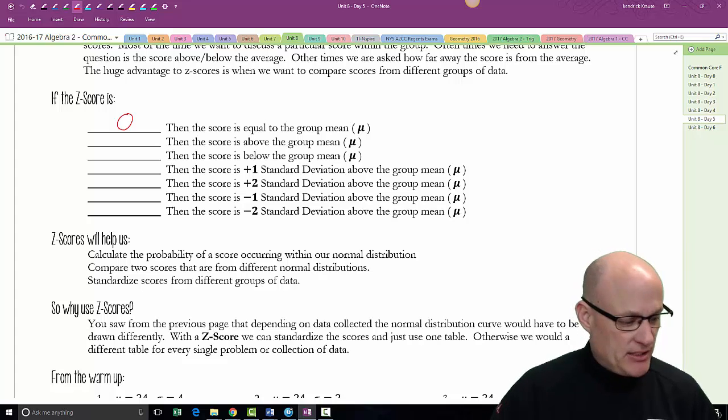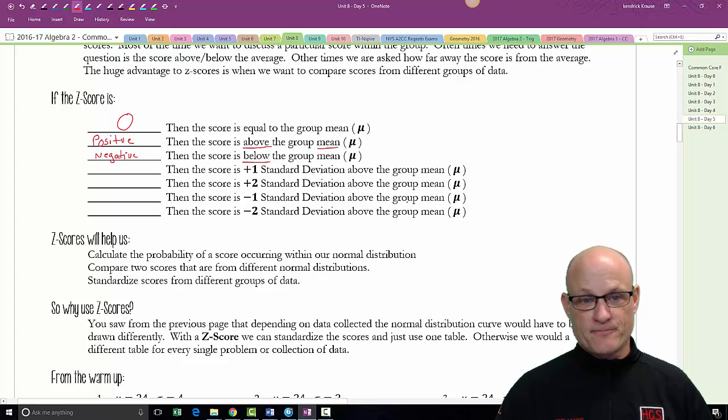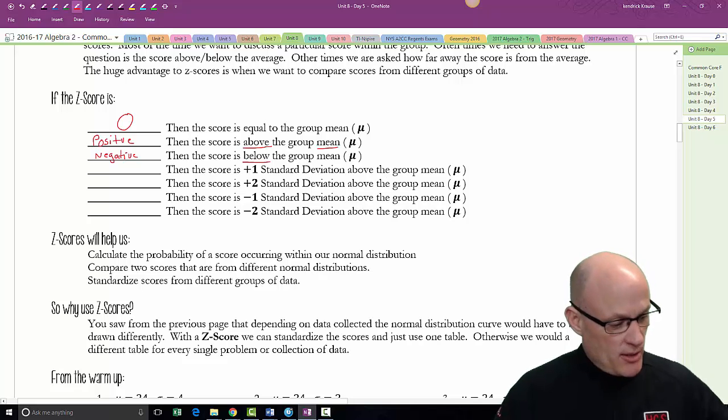If I got a z-score that is positive, that means the score is above the group mean. If I got a z-score that's negative, that means the score is below the mean. When the z-score is plus 1 standard deviation, I'm sorry.